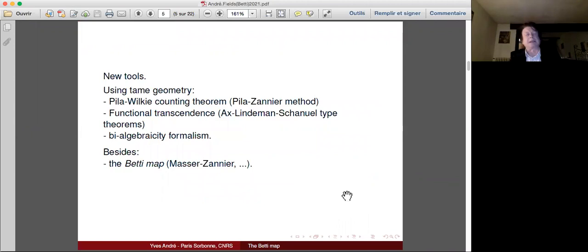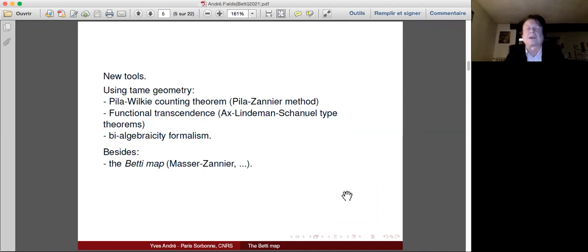So this field developed a number of new tools. It's a rather recent field. A number of these tools come from logic, from tame geometry or o-minimality. To begin with, the Pila-Wilkie counting theorem, which was imported into Diophantine geometry in a paper by Pila and Zannier. So it's called the Pila-Zannier method.